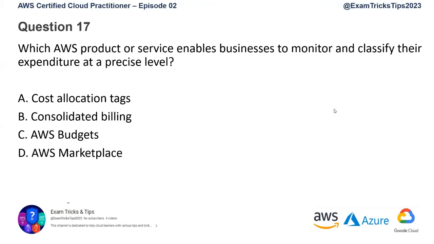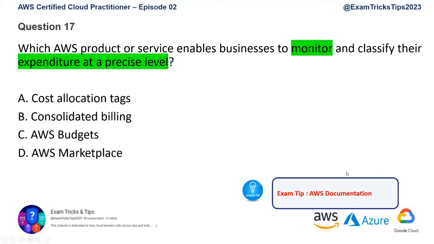Let's move on to the next question. Question number 17. Highlight your keywords. There's not a lot going on here anyway. So the keywords: what AWS product and services enables business to monitor and classify their expenditure? I should have highlighted the classify keyword as well. But yeah, those are your keywords. Essentially, what lets you monitor and classify the expenditure that you're doing.